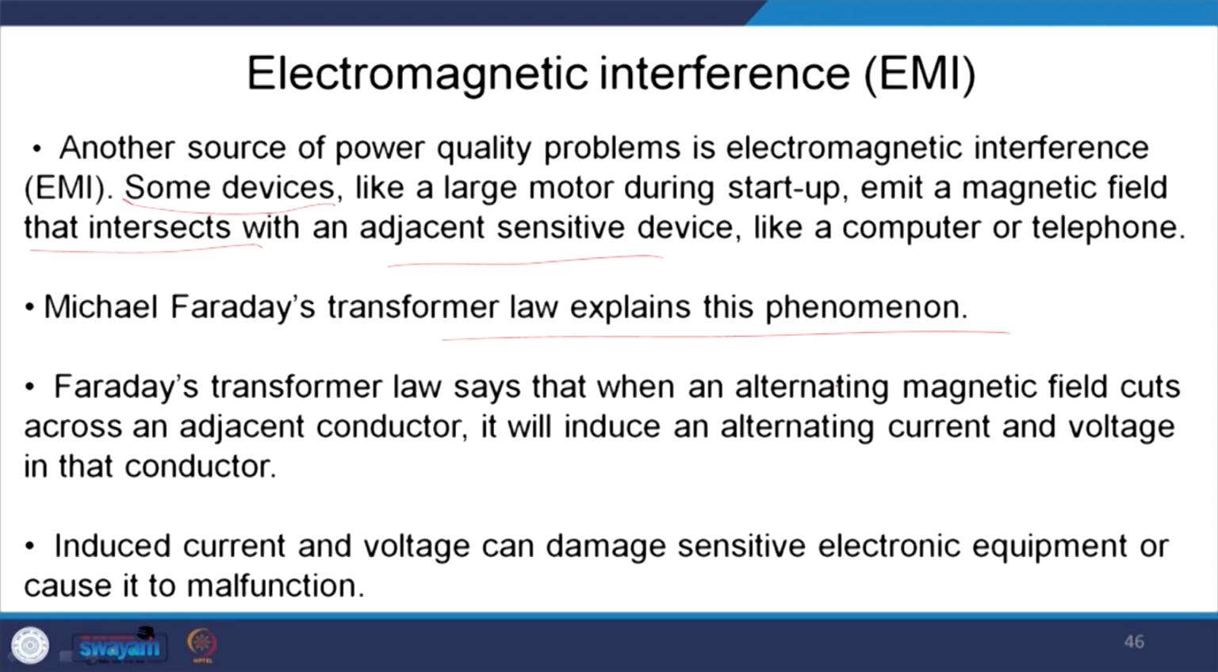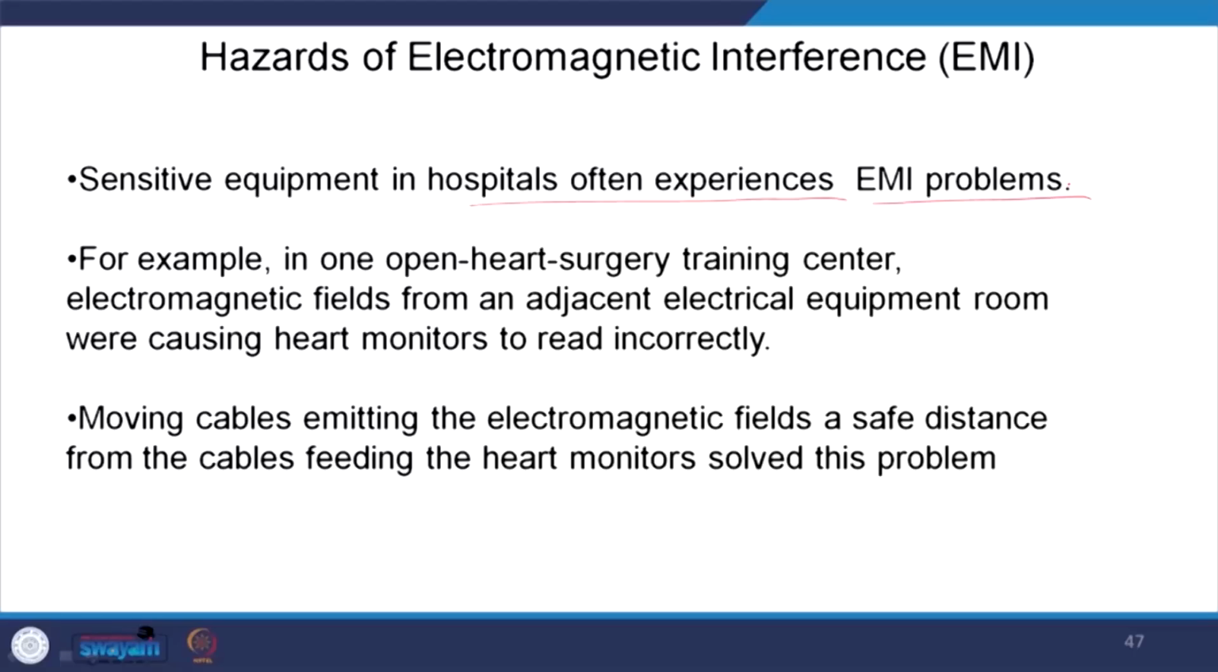Transformer law says that when an alternating magnetic field cuts the adjacent conductor, it will induce an alternating current and a voltage in the conductor. So, unless you have magnetically screened that particular area, so in your machine lab you are sitting, a phone is placed, so the phone will have a problem because of the magnetic field. Induced current and voltage can damage the sensitive electrical equipment, or cause it to malfunction. So, hazards of the electromagnetic interference.